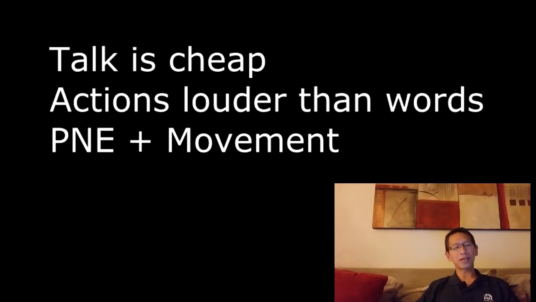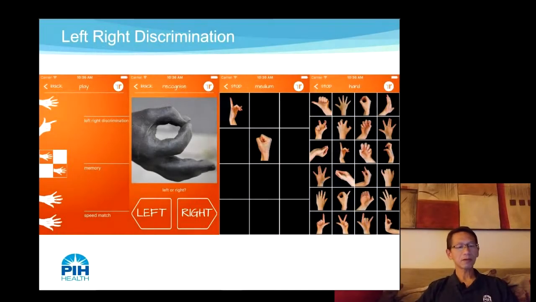This is really important: the movement is necessary when going along with the P&E. So you want to do P&E plus the movement, and the P&E is what's going to create an environment so that they're going to feel safe to make those movements along with it.